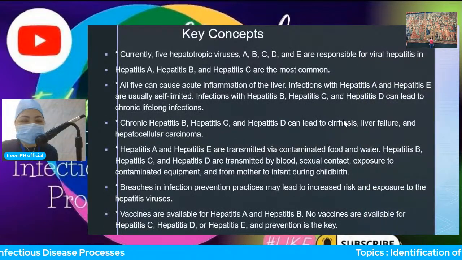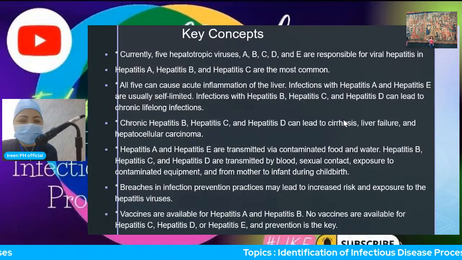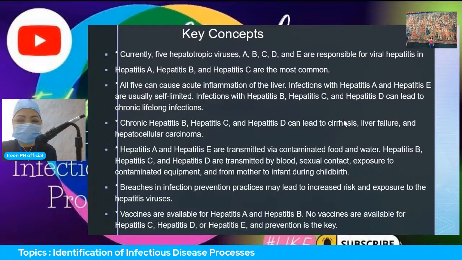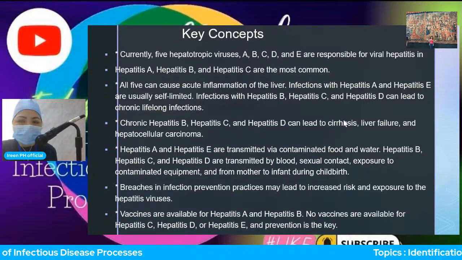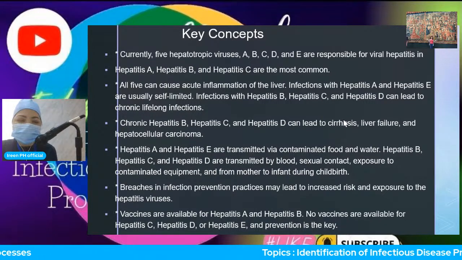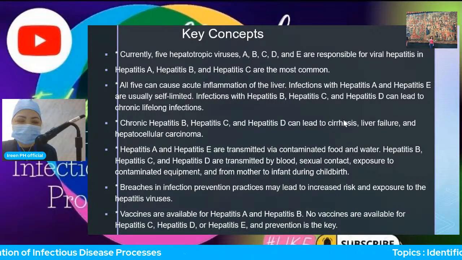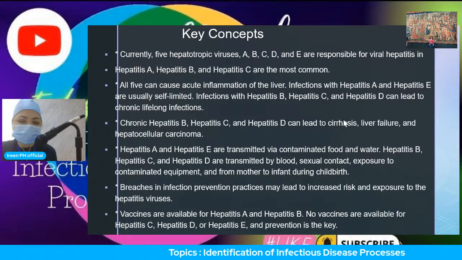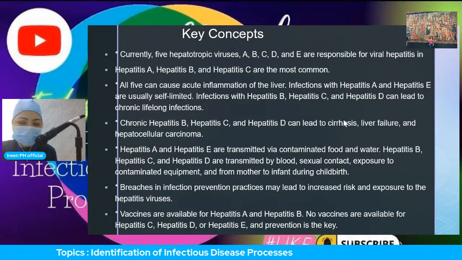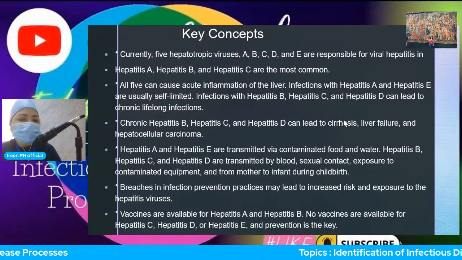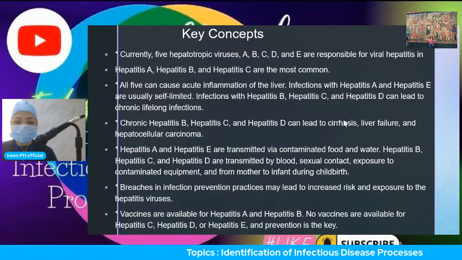The key concepts: currently there are 5 hepatotropic viruses. Hepa A, B, C, D, and E are responsible for viral hepatitis. Hepa A, B, and C are the most common. All 5 can cause acute inflammation of the liver. Infections with hepatitis A and hepatitis E are usually self-limited.